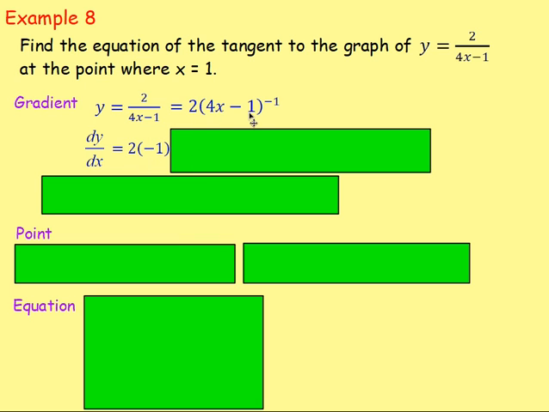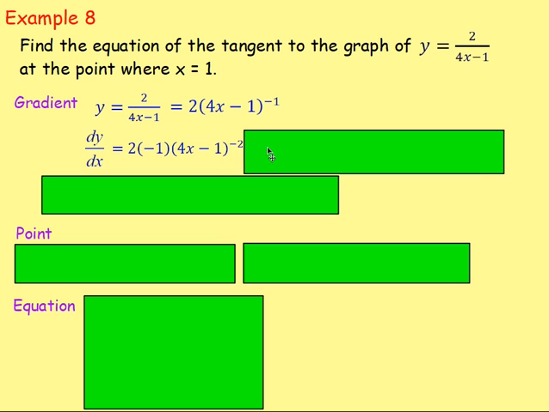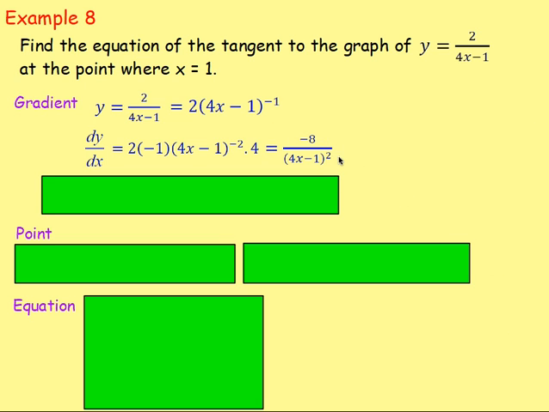Keep the brackets just as they are, so we're keeping the 4x take away 1, but that would go to the power of, take 1 off, so go to the power of negative 2. After that, differentiate inside the brackets. So inside the brackets, we have 4x take away 1, differentiate that, and we get 4, so we'd be multiplying that by 4. Tidy that up slightly, and that would become negative 8 over the 4x take away 1 squared. So the 2 times the negative 1 times the 4 will give us negative 8, and we're moving the 4x take away 1 to the negative 2 just to the bottom of the fraction, so that goes to the power of 2.